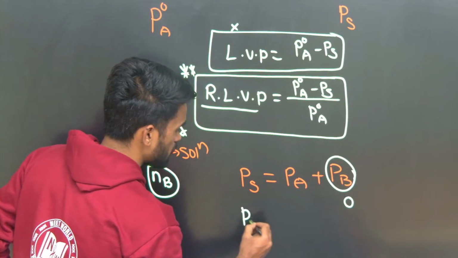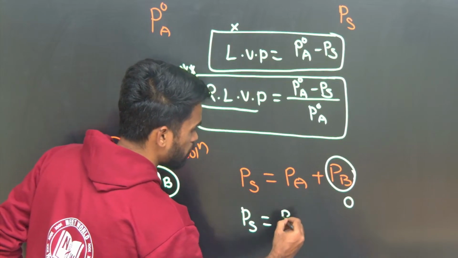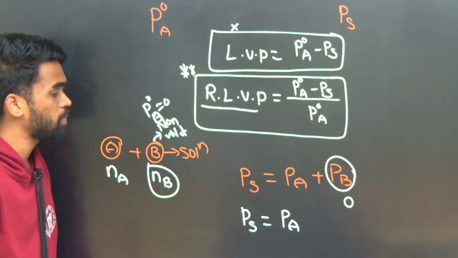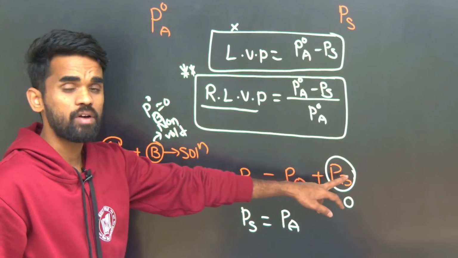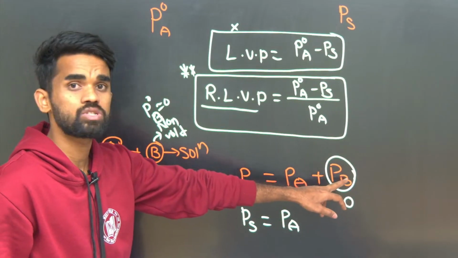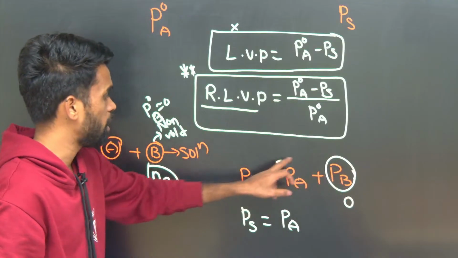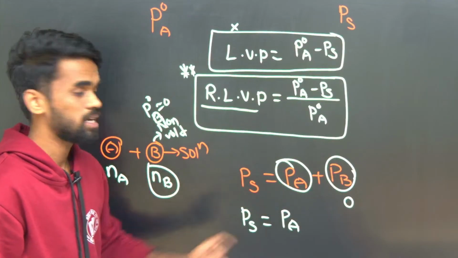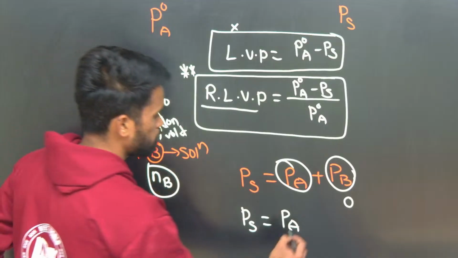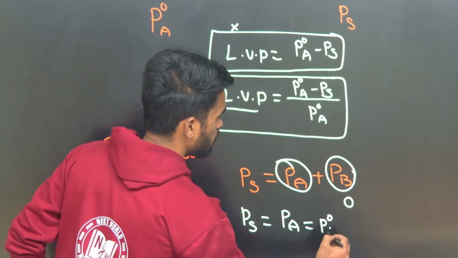Therefore vapor pressure of solution will now be equal to PA only. Why am I saying PA? Because vapor pressure of solute will be equal to 0, since it is non-volatile. We have only the volatile component, that is PA. So this PA we can write as P naught A chi A.